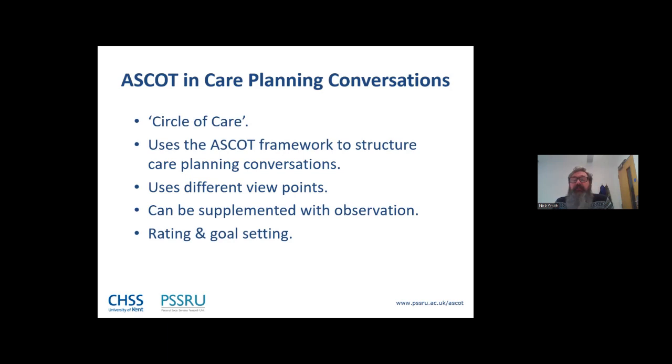We also train staff to supplement this circle of care conversation with observation. So in cases where perhaps residents and their family members struggle to tell you about an aspect of someone's life, we train staff to go away and observe and collect information. And then we also showed them how to rate and set goals based on ASCOT information.